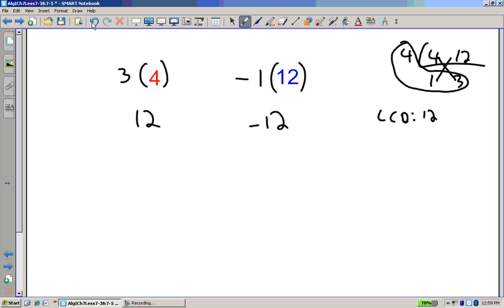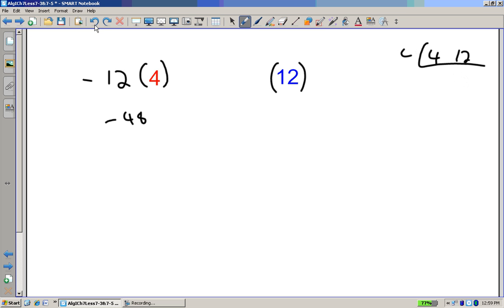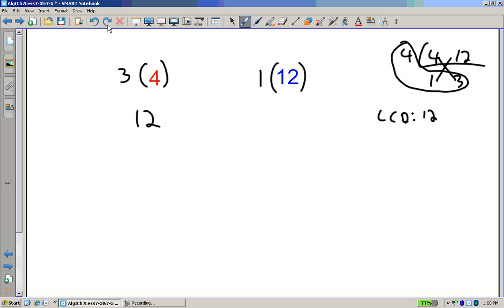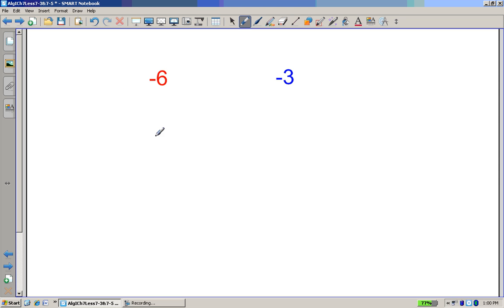So you notice we could just multiply them by each other: -12 gives me -48, and multiplied by 4 gives me a +48. Or I could find the least common denominator and realize I could just multiply by 3 and by -1 to get the results that I'm looking for. It doesn't matter. You get to choose, and that's the nice thing, that there are many options with linear combinations.